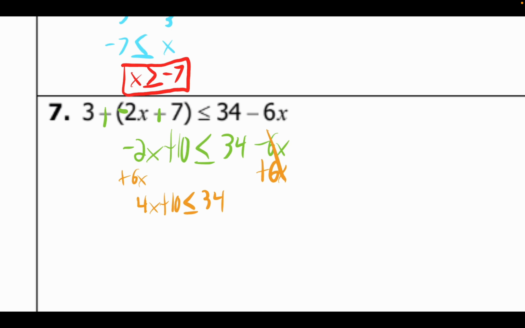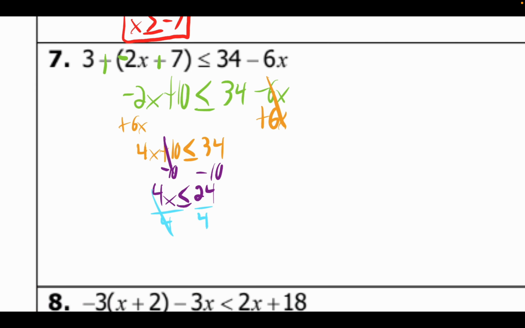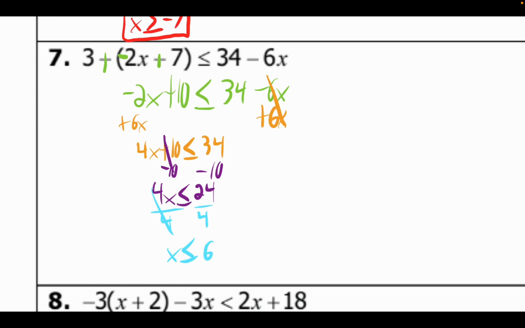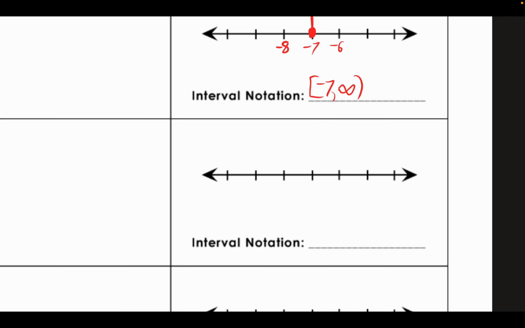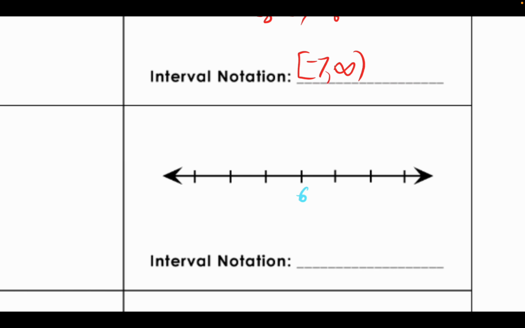Now, since all my variables are on the left, I need to get all my numbers on the right, opposite the variables. And so I'm subtracting 10, and I get 4x is less than or equal to 24. Now, if I divide both sides by 4, I end up getting x is less than or equal to 6. So I'm going to go ahead and graph that, putting my numbers in the appropriate places. A closed circle going to the left, and the interval notation is negative infinity, comma 6, with 6 getting a bracket.